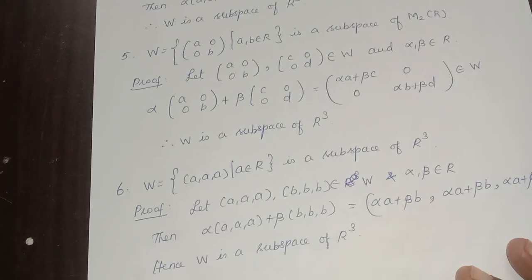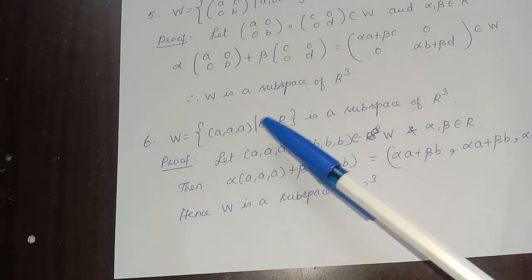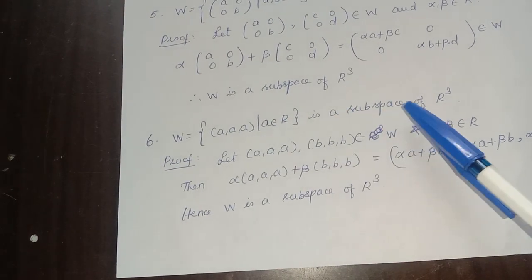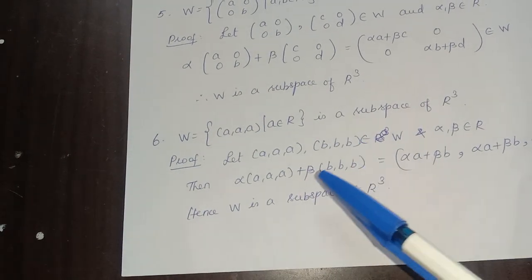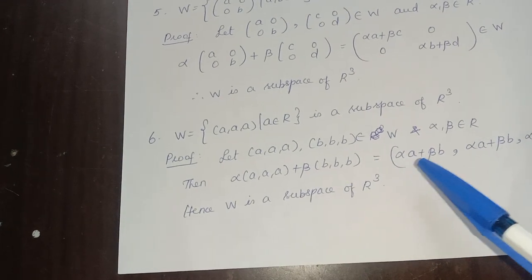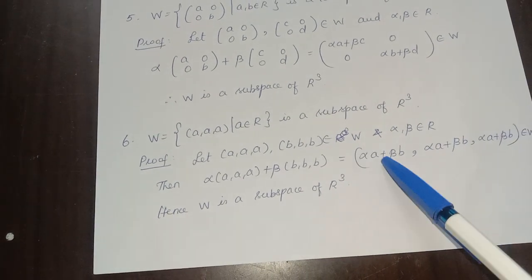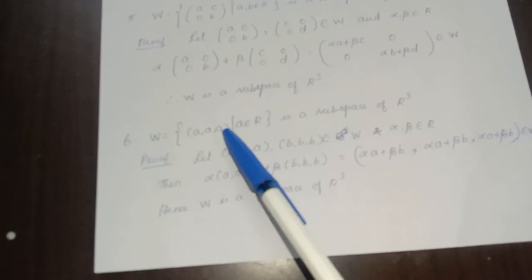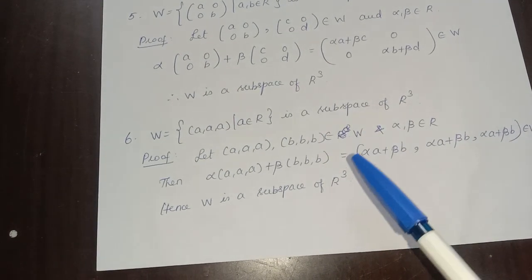Okay, right. Then the next one is W equal to the triplet (a, a, a), that is a constant element, where a belongs to R, is a subspace of R3. So you take two triplets like this, (a, a, a) and (b, b, b). Then if you take alpha (a, a, a) plus beta (b, b, b), what will you get? (alpha a plus beta b, alpha a plus beta b, alpha a plus beta b). So what is the condition for this element to be in W? All three coordinates must be the same. Yes, they are the same. Hence it's an element of W. Therefore W is a subspace of R3. Okay. Then the next example.